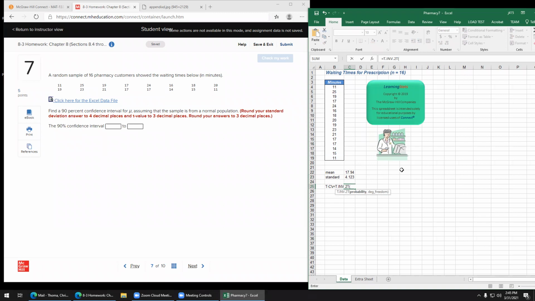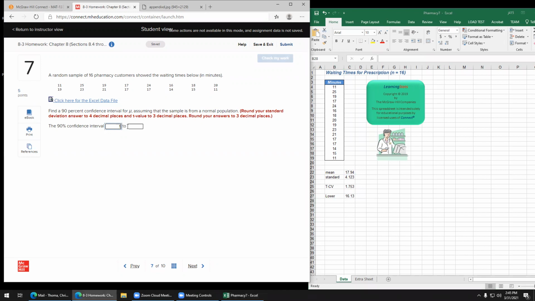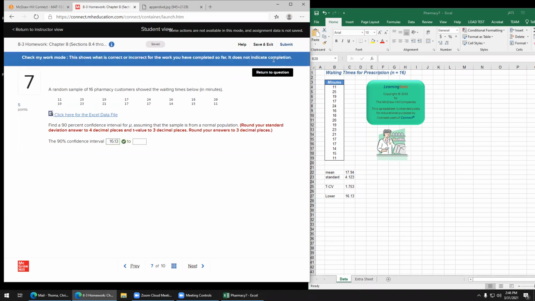And it's asking for a 90% confidence interval. So that means my area outside the 90% is 10%. Comma, my degrees of freedom. There's 16. Right here it says N as well as over here. So that means my degrees of freedom is 15. And then I just take this mean, so to find my lower, equals the mean minus my critical value times standard deviation divided by the square root of my sample size, which is 16. And there is my lower of 16.13. It wants four decimal places, but I'm assuming Excel rounded okay. It did. And then you do it again with an add.